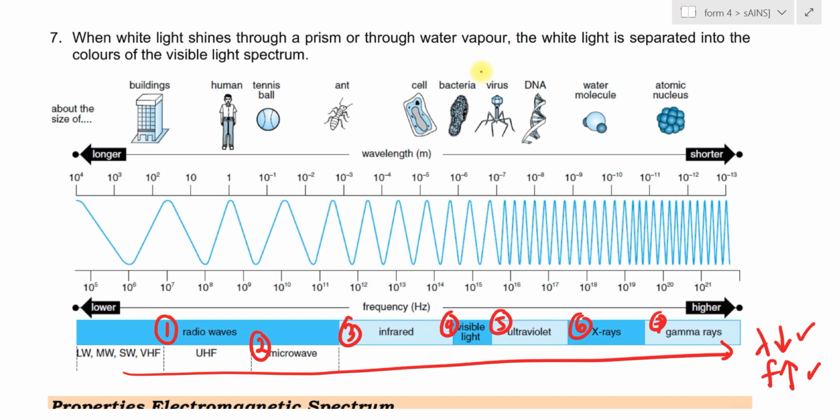Contoh, ini analogi dia lah. Contoh, kalau radio wave ni macam building, human, tennis ball. Lepas tu, mana size tu? Contoh, kalau 1 meter, dia baru human. Kalau 10 power 2 ke 3 ke, itu dah height of the building.